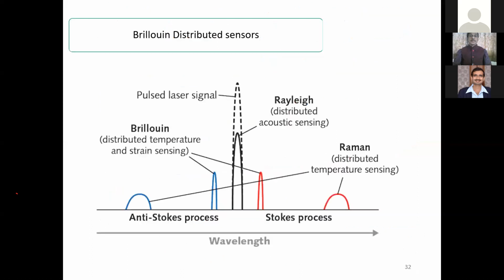So these three properties we use, you can see in this diagram. If we send the pulse laser signal, Rayleigh backscatter is much stronger. We can get the smaller pulse due to Rayleigh backscattering. Then we can get the Brillouin backscatter, and then we have the Raman backscatter signal. Brillouin backscatter signal can be used for temperature and strain sensing, and Raman backscatter signal can be used for temperature sensing.